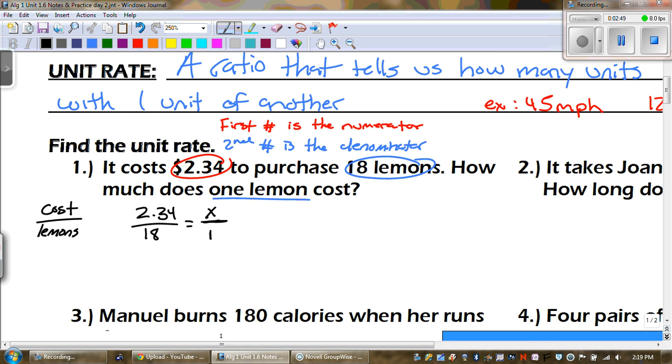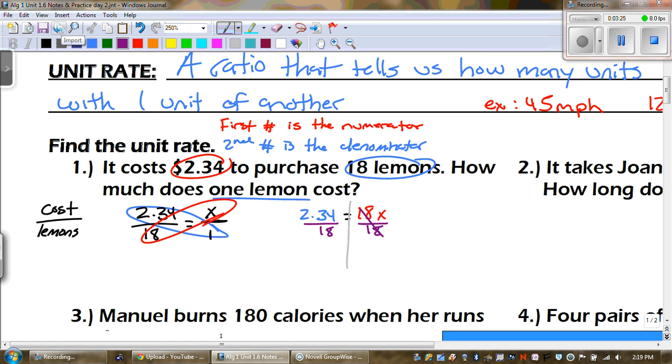And now what we've set up is a proportion from yesterday where we can do the cross product to find our answer. So we would just cross multiply, get 234 equals 18x. And now we just draw the line down the middle. To solve, we divide both sides by 18. And that's going to show you exactly how much money each one costs.